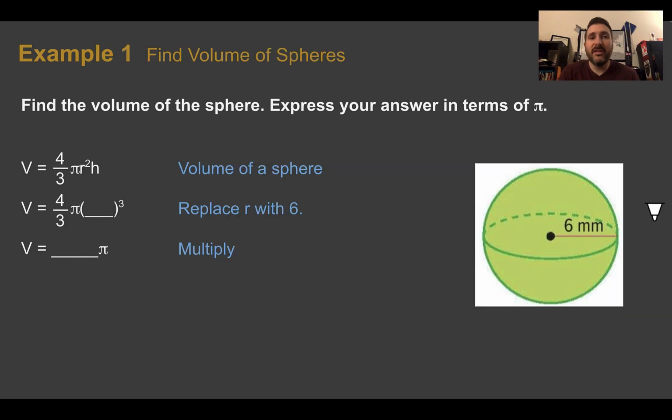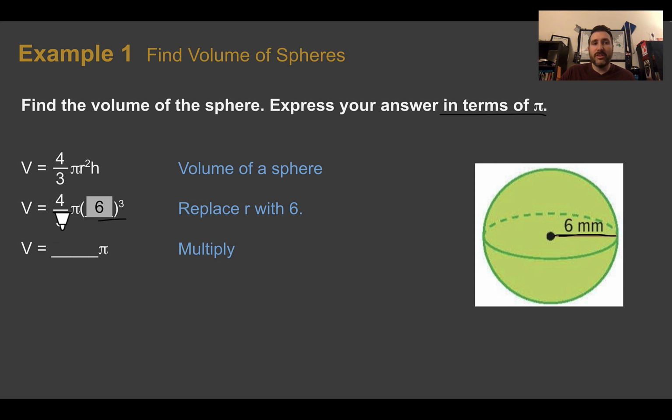Example 1. Find the volume of spheres. So find the volume of the sphere, express your answer in terms of pi. So here we're given the radius, it's halfway across or from the edge to the center. So we're going to plug in 6 for r. Now when we're calculating it out, same process as before, we're just going to multiply stuff out. Multiplying it out, 6 to the third power is 216.